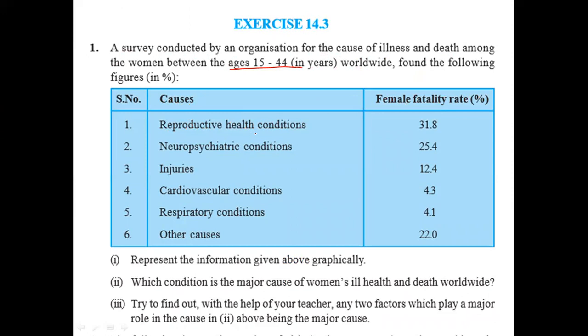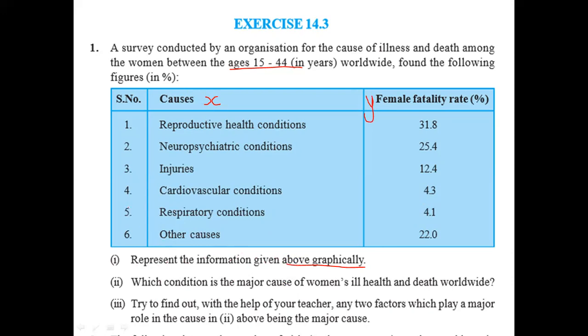One is reproductive health condition 31.8%, neuropsychiatric condition 25.4%, injuries 12.4%, cardiovascular conditions 4.3%, respiratory conditions 4.1%, other causes 22%. The first question is to represent the information graphically. So we need to draw a bar graph. Now while drawing the bar graph, we know that the causes will be on the x-axis and female fertility rate will be on the y-axis.